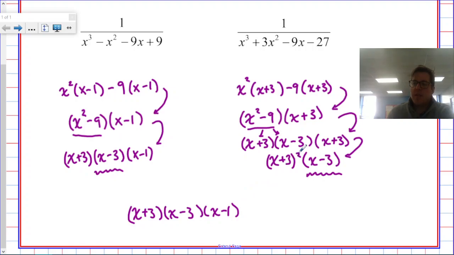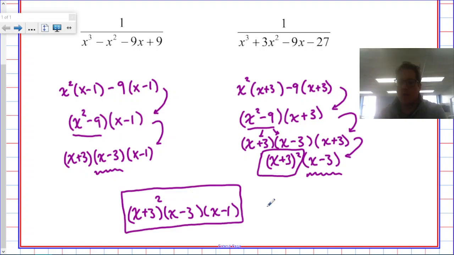But if we have something that is repeated inside a single expression, so like x plus 3 is x plus 3 quantity squared, that power needs to be in our least common multiple as well. So this factored expression at the bottom is going to be the least common multiple of these two denominators. It would also serve as the least common denominator if we wanted to add those two expressions together.